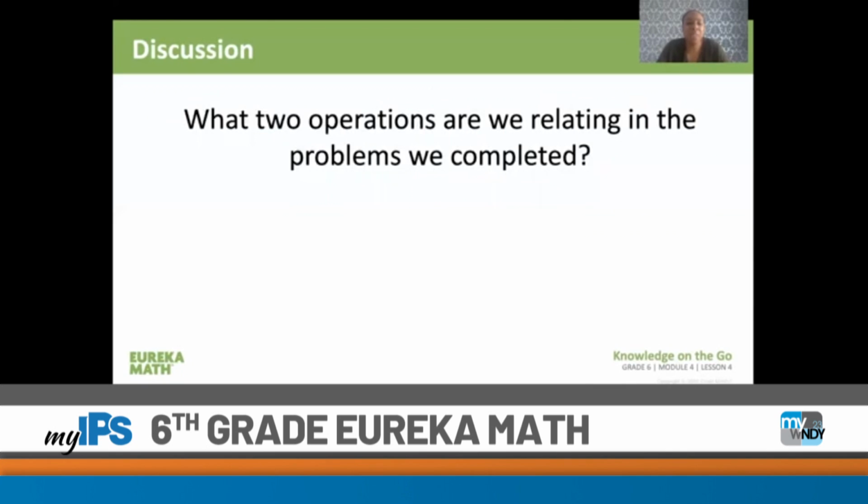What two operations are we relating in the problems we completed? Division and subtraction.